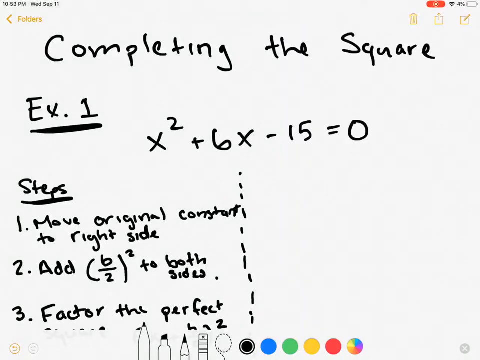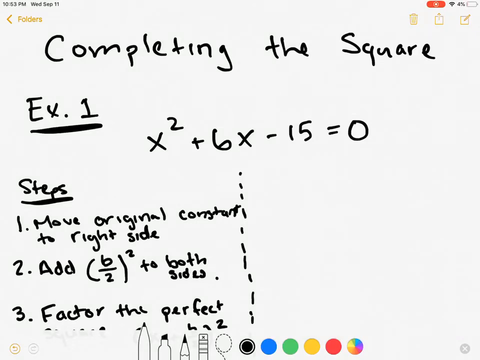Let's take a look at the completing the square method for solving a quadratic equation. To begin with, the equation that we are trying to solve, x squared plus 6x minus 15 is equal to 0. That equation is not going to be easily factored. And if we can't factor it, then we need to find another method that can help us to solve our quadratic, to solve our problem.